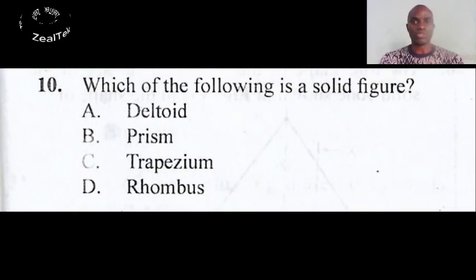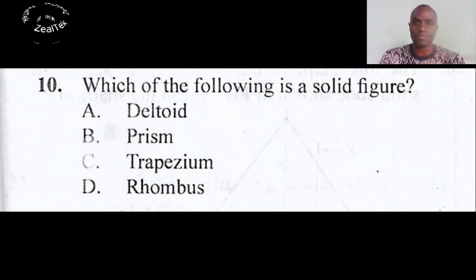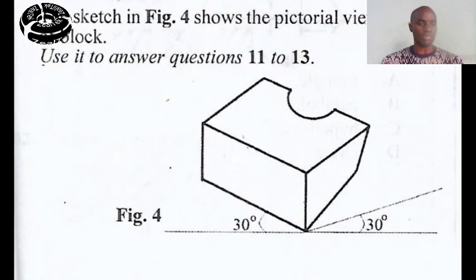Question number 10. Which of the following is a solid figure? The solid figure here is prism. Actually, it's supposed to be solid shape, but it is a figure to confuse you. So the answer is B. Prism.